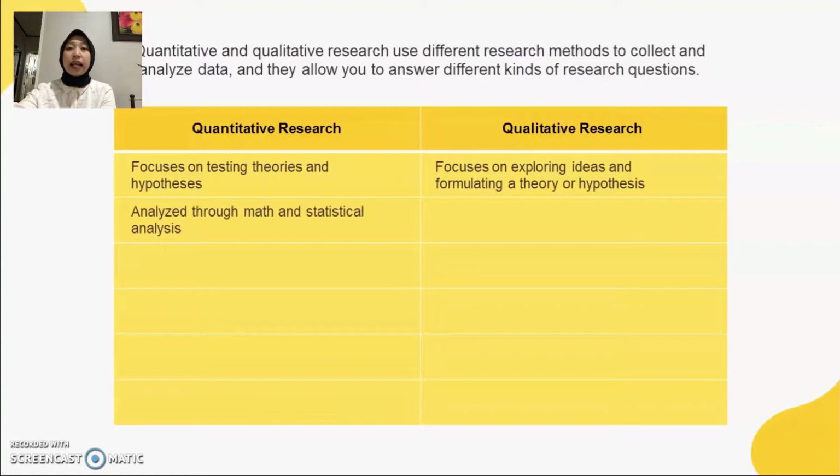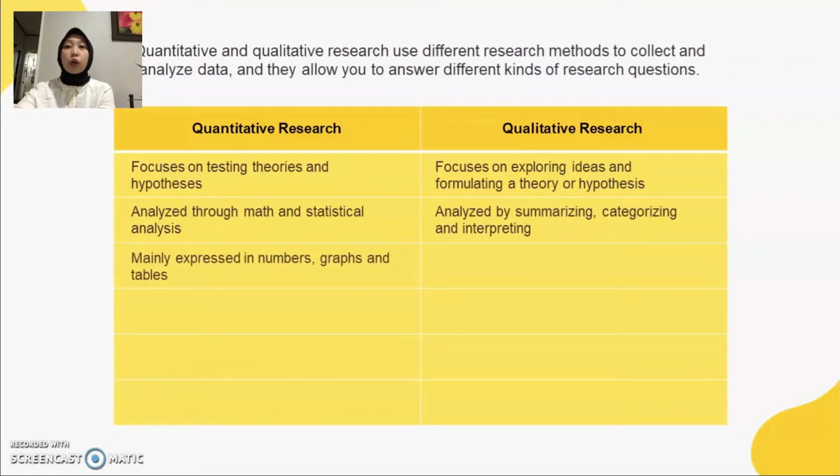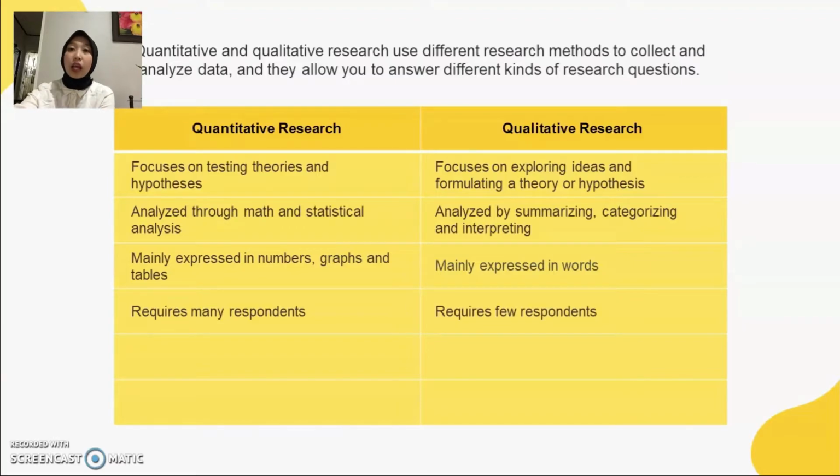Quantitative research analyzes through math and statistical analysis. Qualitative research analyzes by summarizing, categorizing, and interpreting. Quantitative research is mainly expressed in numbers, graphs, and tables, while qualitative research is mainly expressed in words. Quantitative research requires many respondents, while qualitative research requires a few respondents. Quantitative research uses closed multiple choice questions, and qualitative research uses open-ended questions.